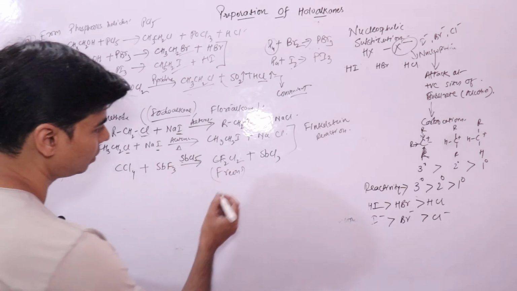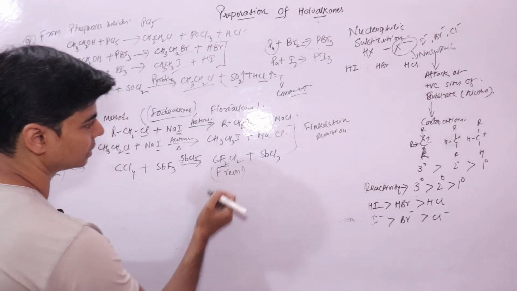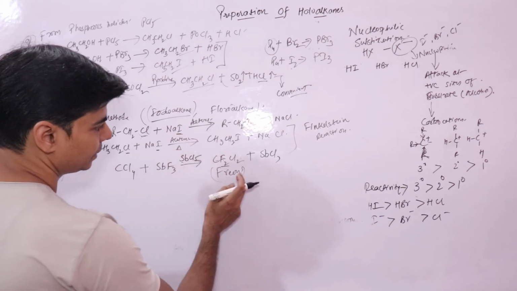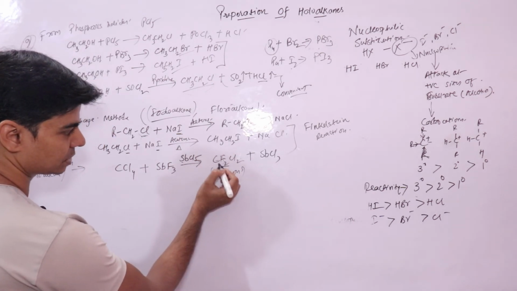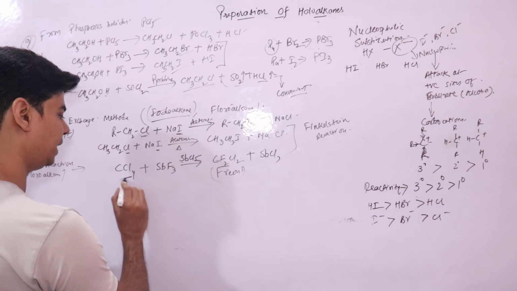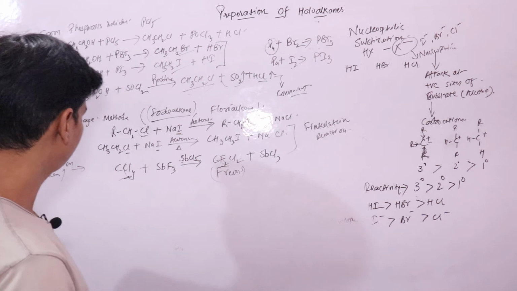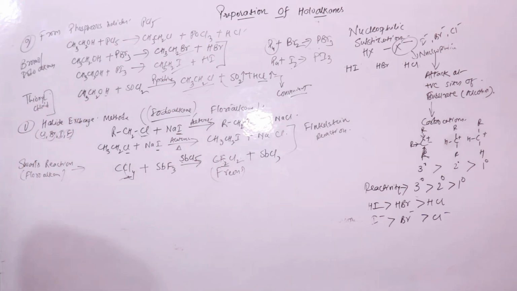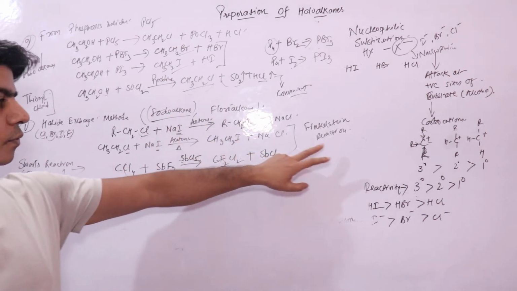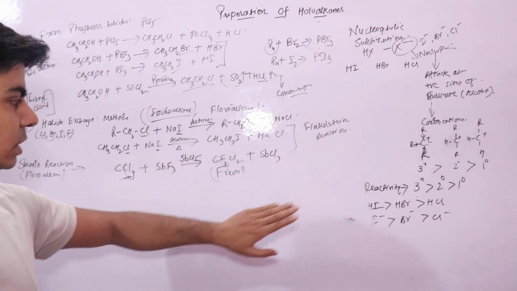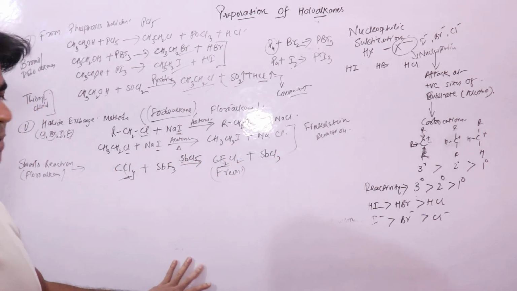Right, so this is your fluoroalkane. Just remember this is your fluoroalkane, and it's prepared from chloride. So this is your halide exchange method, and this reaction is known as Swarts reaction. For the preparation of fluoroalkanes we go for Swarts reaction. For the preparation of iodoalkanes we go for Finkelstein's reaction, and both these reactions are your halide exchange methods.